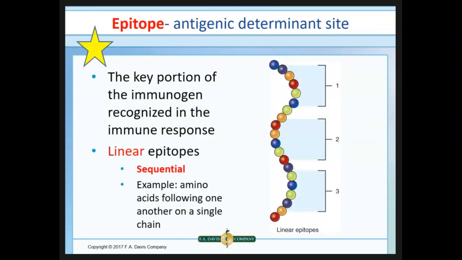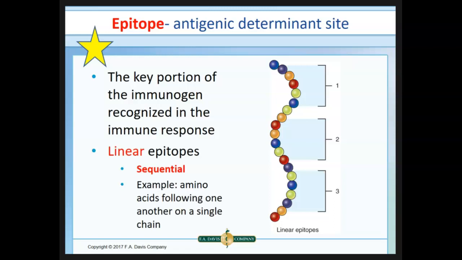Okay, here we go. Definitions. Epitope is an antigenic determinant site. So what does that mean? That is the key portion of the immunogen, or antigen, that causes an immune response, recognized in the immune response. There can be linear epitopes or conformational epitopes. Linear epitopes, pictured here, are sequential amino acids, one following after another in a single chain. So that's a linear epitope.